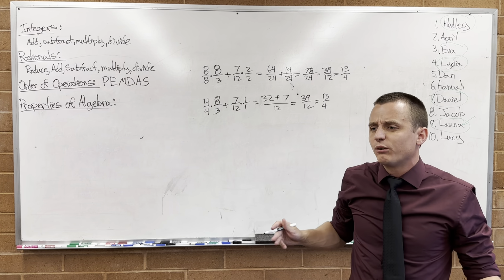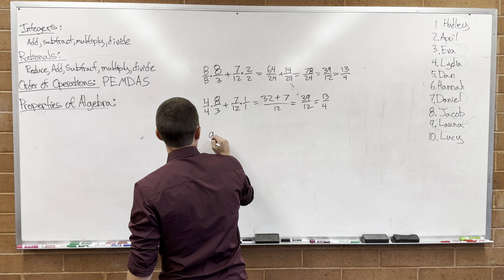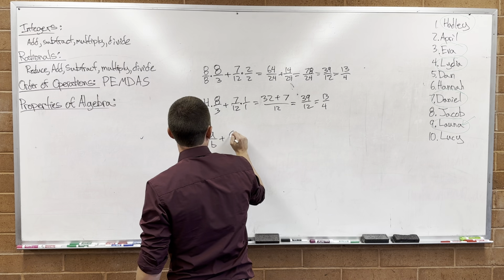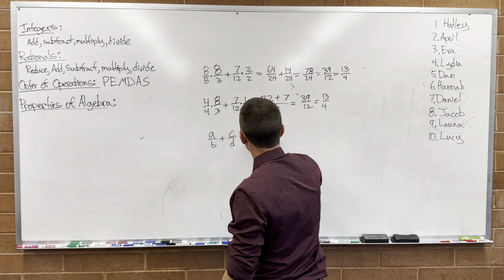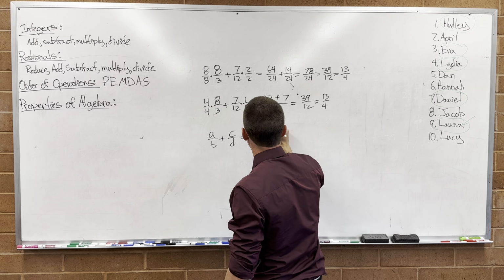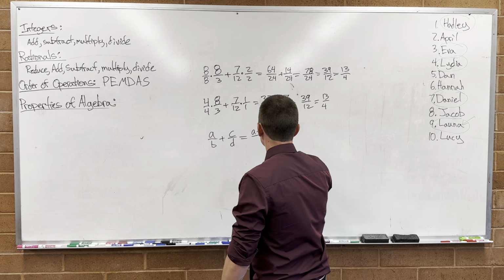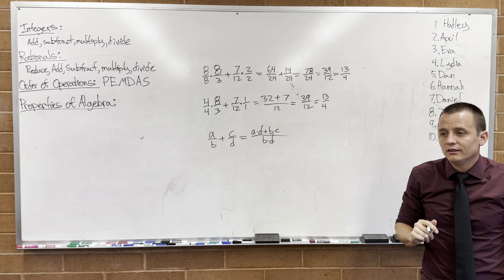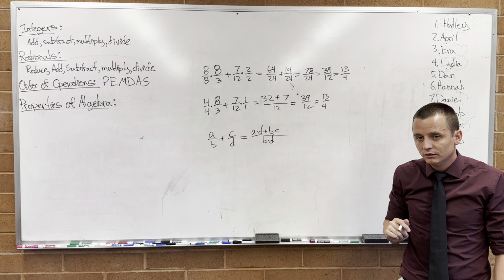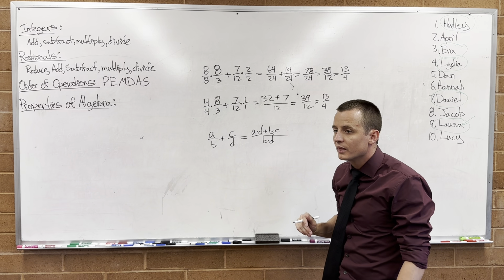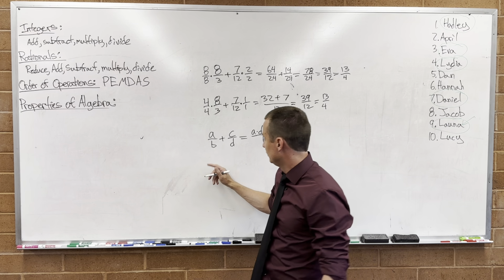If you want the brute force formula for how you do this thing, if you want A over B plus C over D, the answer is A times D plus B times C all over B times D. That's the brute force formula. How did we come up with that brute force formula? We took A over B and we multiplied it by D over D.